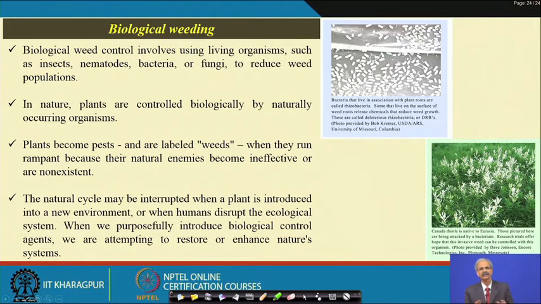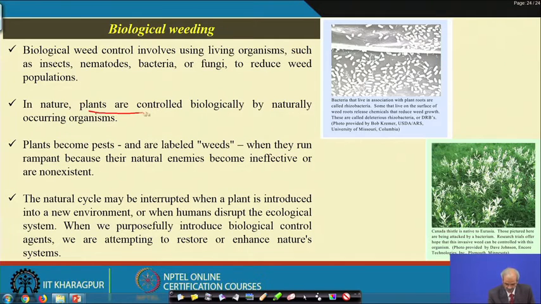Biological weeding, as I said here, is worth telling you about, but it is not very much followed in this country. But then what exactly is biological weeding doing? We have talked about the pests and the weeds, what they are, but then how do you control them?